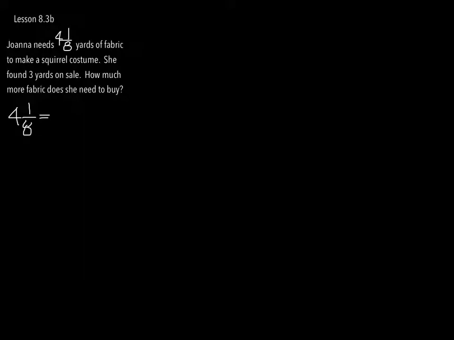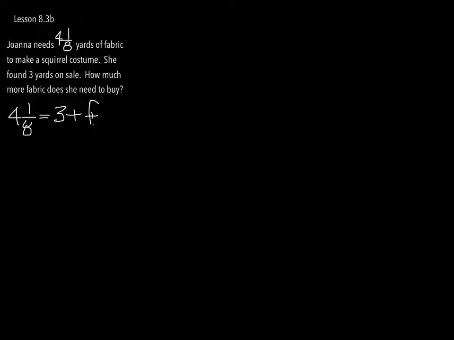Now, she's already found a certain amount. How much has she found? Well, she's already found 3 yards, so we're going to use 3 right here. And then all we need is what is unknown, which we're just going to put as a variable. We can choose whatever letter we want, but in this case, we're going to choose F for fabric. So now my equation is 4 1/8 is equal to 3 plus F.